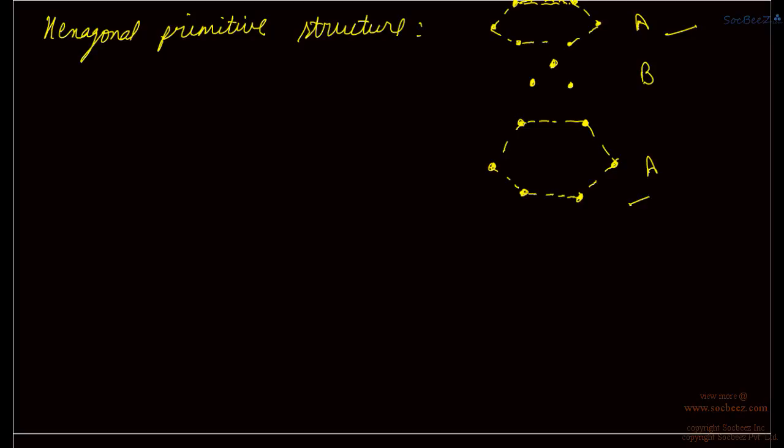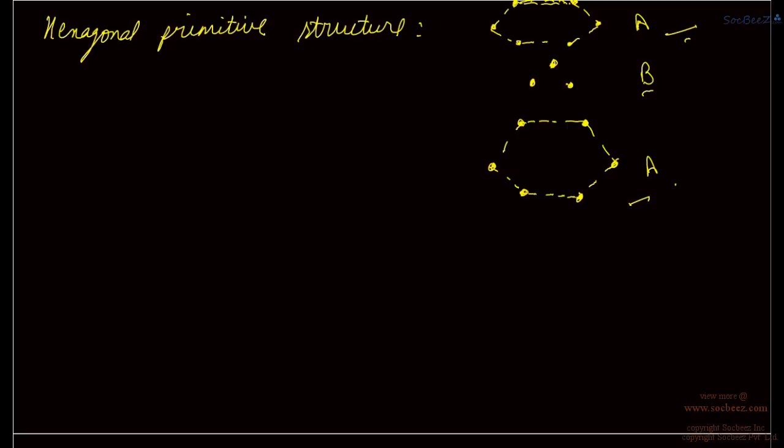Because this layer and this layer can be superimposed upon each other, both of these layers are the same. And since B is different from A, it has been named differently than A. Hence, we can call it an ABA type of structure.